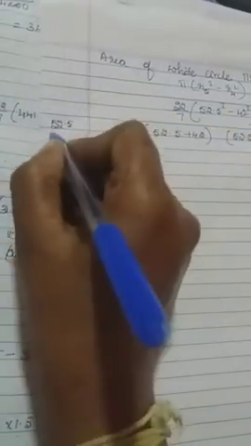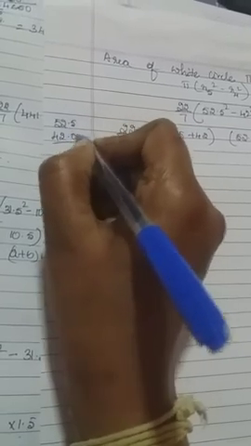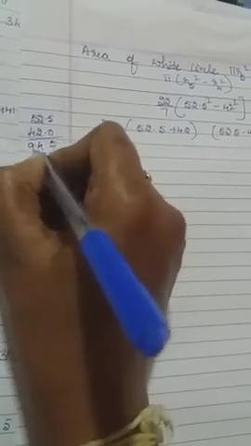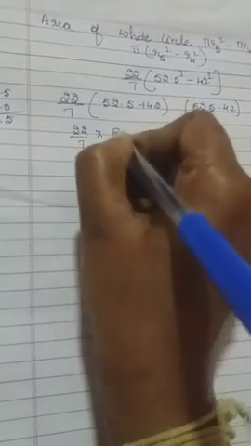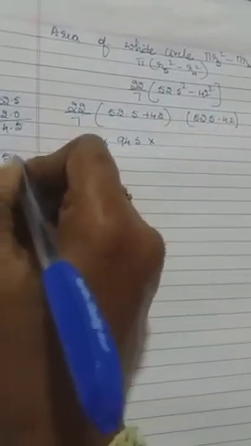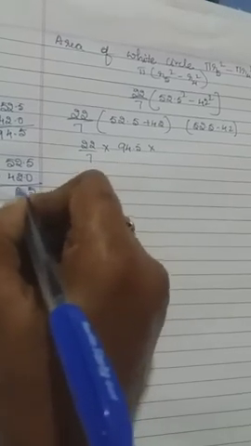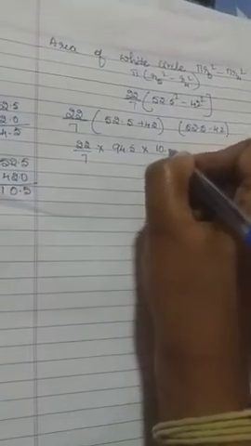You have to calculate that. I mean 52.5 plus 42, the point after 1 0. Okay, based on how many point numbers are there, we want to put a 0. 5 plus 0 is 5, 2 plus 2 is 4, 5 plus 4 is 9. Okay, finally we got here 22 by 7 into 94.5 into the bracket. So if we do the subtraction, 52.5 minus 42.0, 5 minus 0 is 5, 2 minus 2 is 0, 5 minus 4 is 1. So 10.5 we got here, into 10.5.